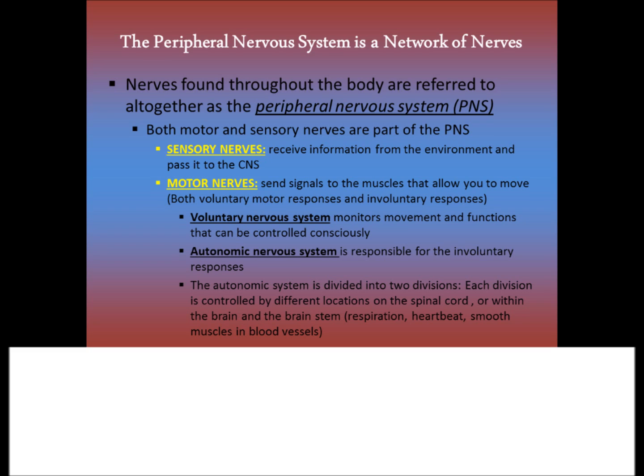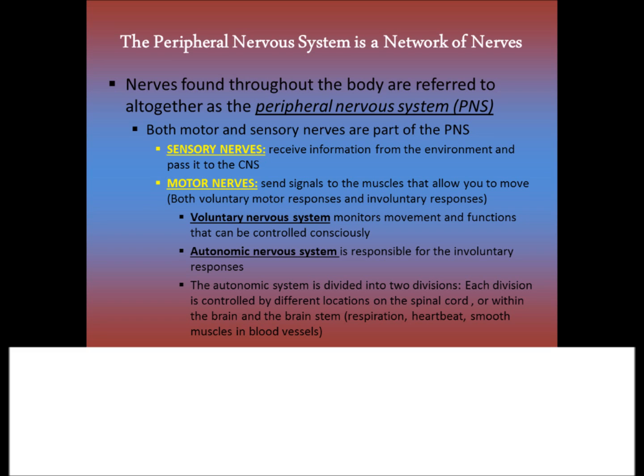So sensory nerves are those nerves that receive information from the environment caused due to a stimulus and pass it to the central nervous system, whereas motor nerves send signals to the muscles in order to allow you to move. So this includes both voluntary and involuntary responses. So this is where it starts to get confusing. You have the voluntary nervous system, which will monitor movement and functions that can be controlled consciously, so that is when you decide to walk or you decide to take a drink of water. The autonomic nervous system is responsible for the involuntary responses.